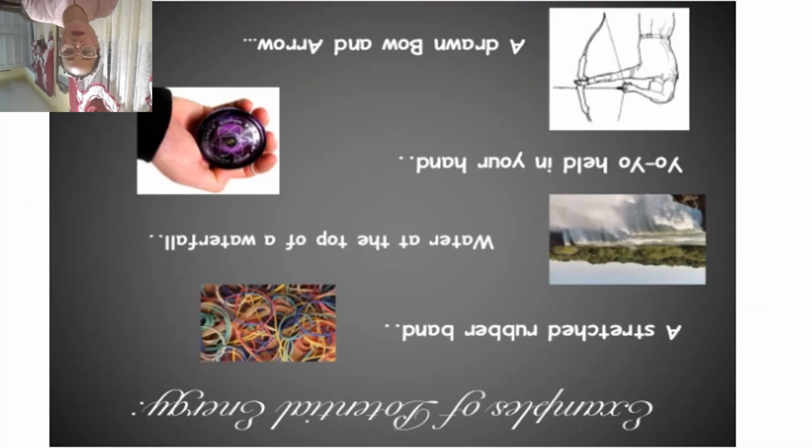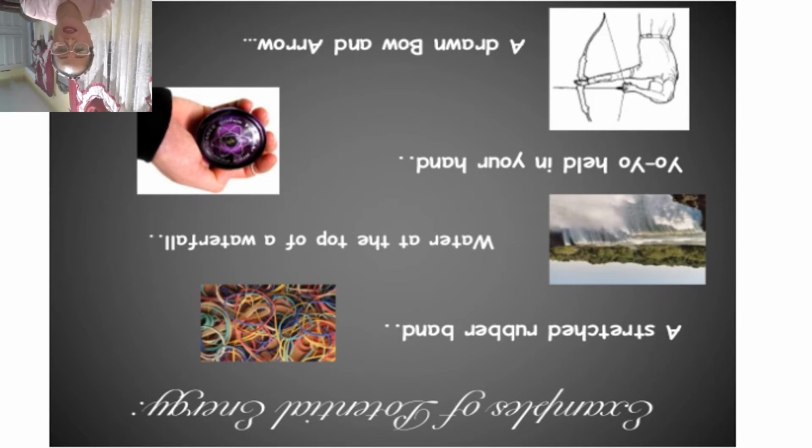Here we have examples of potential energy. We have a stretched rubber band. This is an example of elastic potential energy. Once you stretch a rubber band, you are making it have potential energy stored within itself. A more stretched rubber band, of course, has more potential energy, so once you release it, it can have a strong impact.